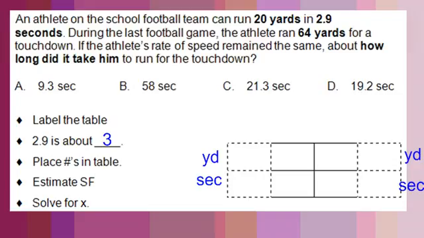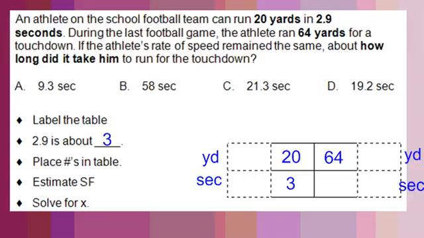The problem tells us that the athlete could run 20 yards in 2.9 or right at 3 seconds. Notice that we put the 20 next to yards and the 3 next to seconds. The question is asking us how long it will take the athlete to run 64 yards if he continues at the same rate. We need to put the 64 next to yards as well.